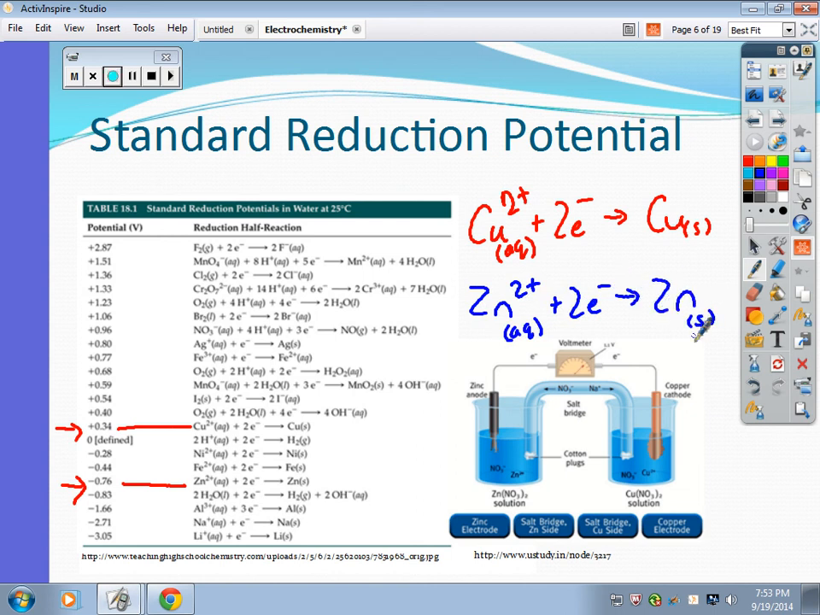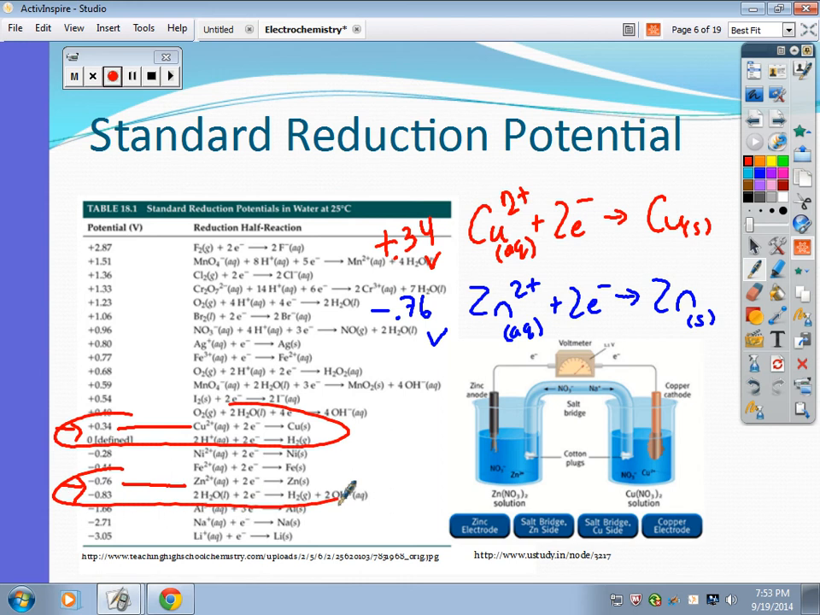Now what are my values? My values for this are negative 0.76 volts. And what's my value for my copper? Positive 0.34 volts. So all I've done is copy each of these onto a separate sheet of paper, or right here.